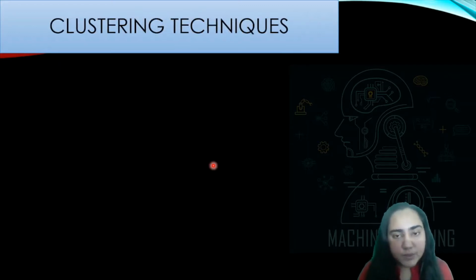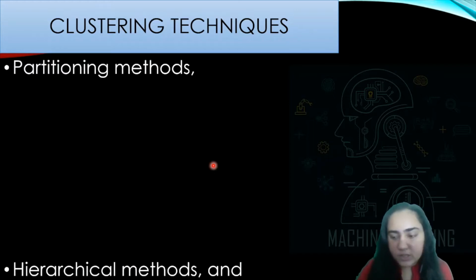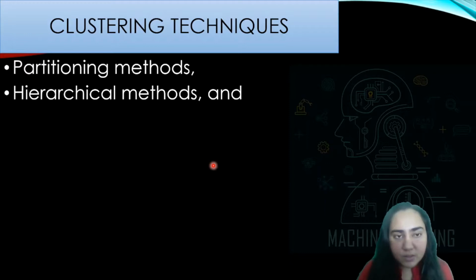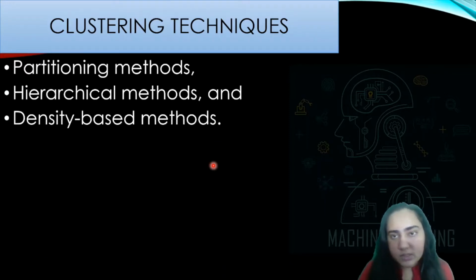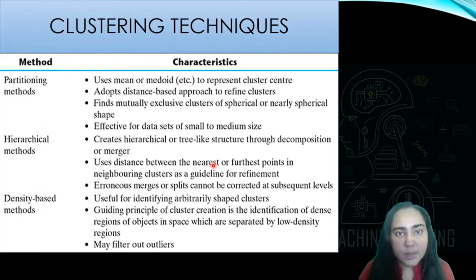So this was possible using clustering, and there are many techniques for performing clustering, and some of those are given here. We have partitioning methods, hierarchical methods, and density-based methods. So there are three clustering techniques: partitioning, hierarchical, and density-based methods. So what happens in all those?